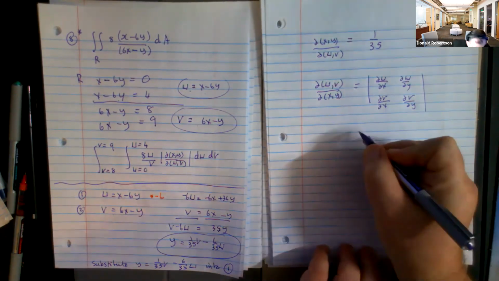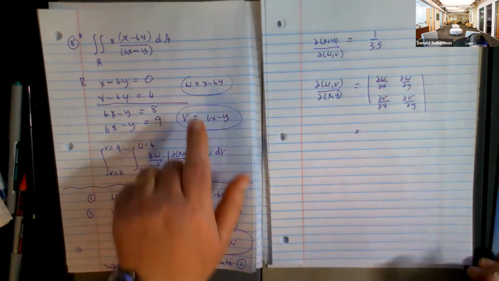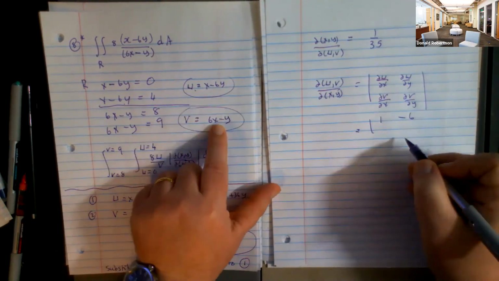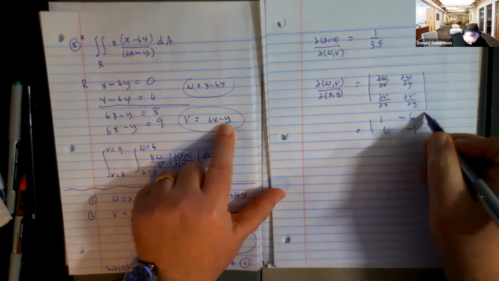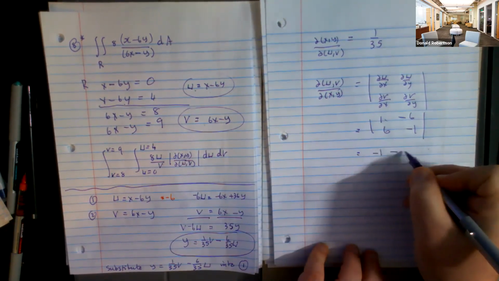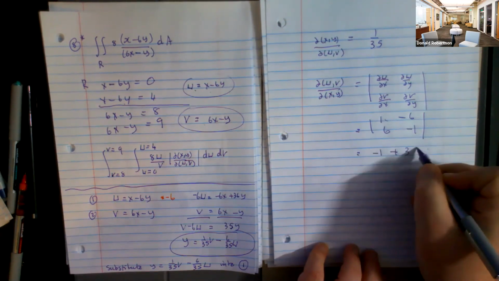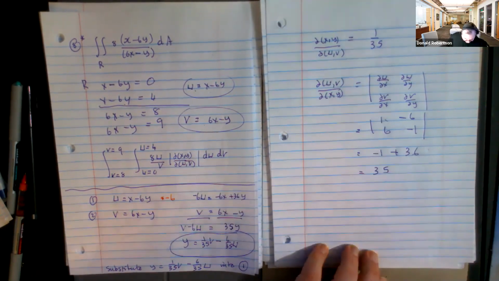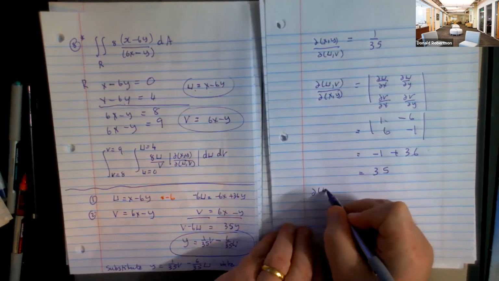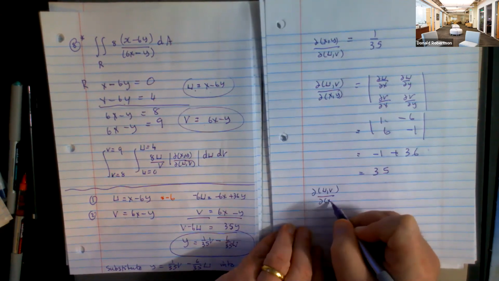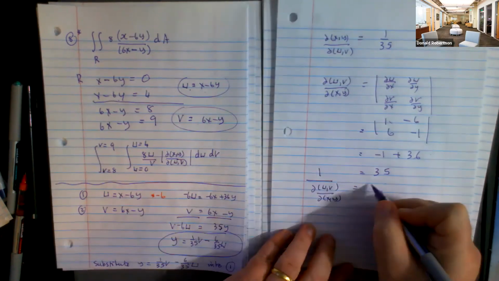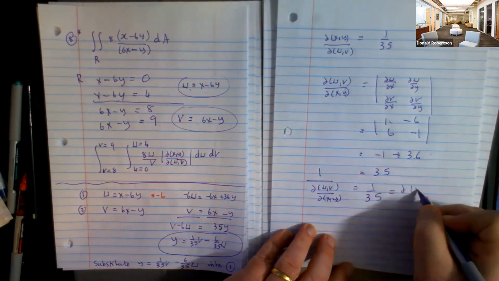And let's see what this fella looks like. Well, you get a 1, you get a negative 6, you get a 6, you get a negative 1. Major diagonal negative 1, take away, 2 takeaways, 36. You get 35. How does that help me get this? Well, if you are linear, the reciprocal of this is the guy you were looking for.